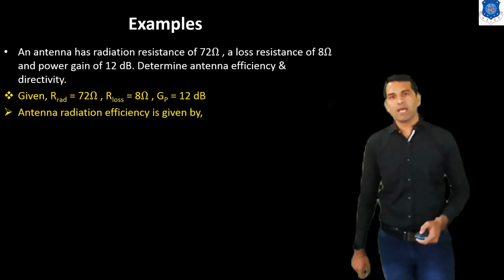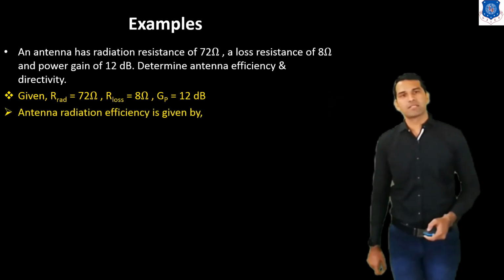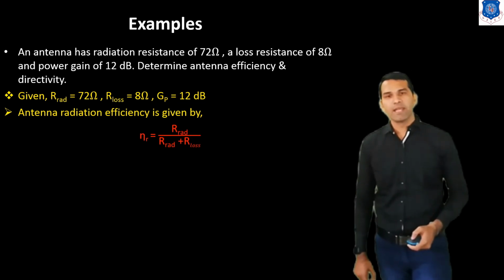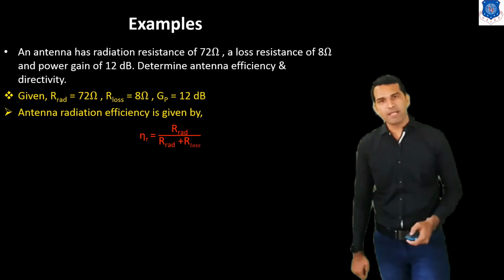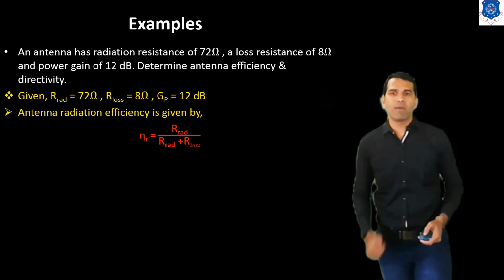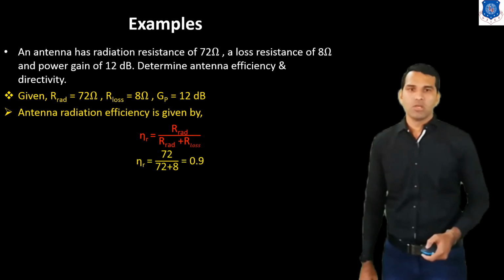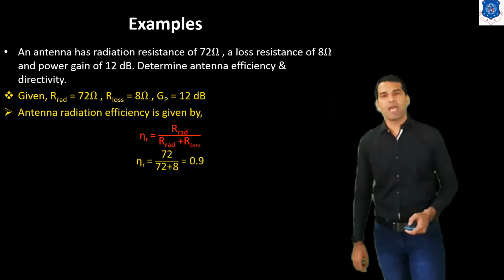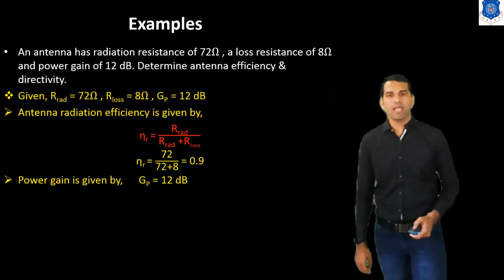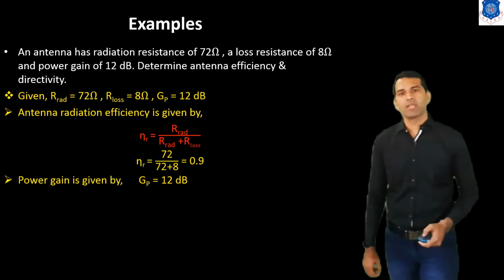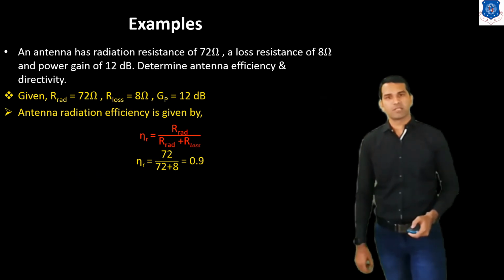So the antenna radiation efficiency we can find using this equation: eta R equals R radiate upon R radiate plus R loss. We have the values of R radiate and R loss, so now we substitute them in this equation. So we get the efficiency as 0.9, and when we convert into percentage, we get 90%.